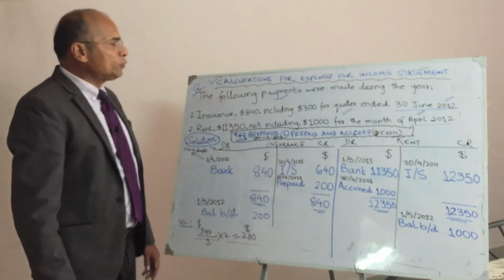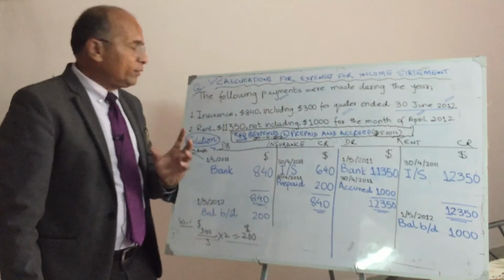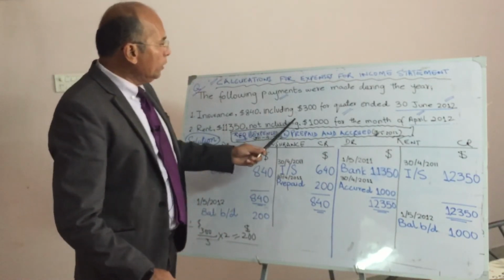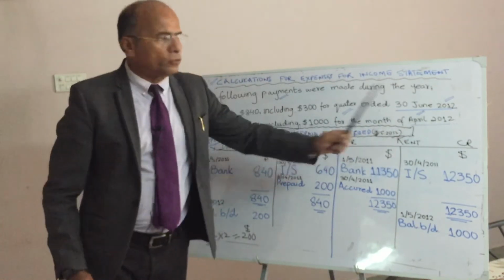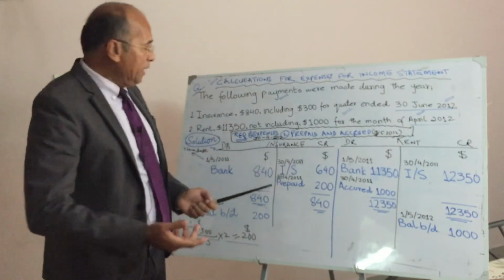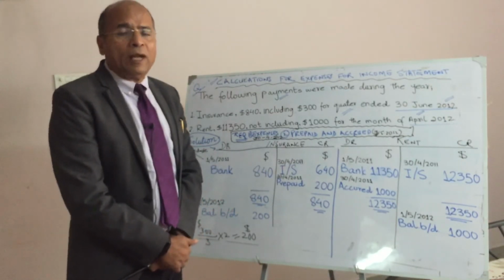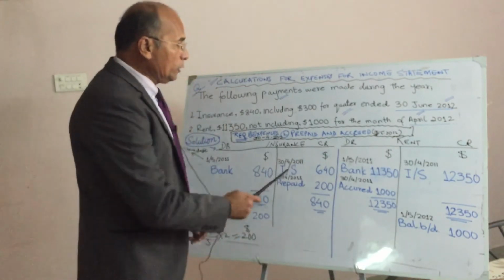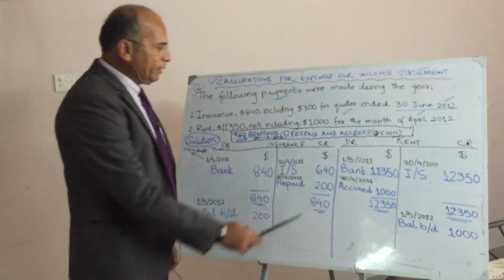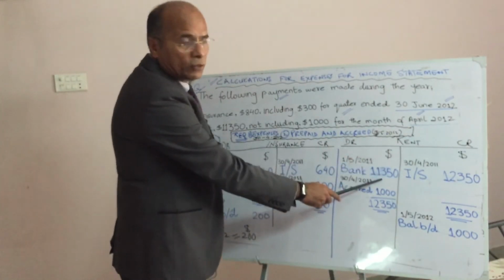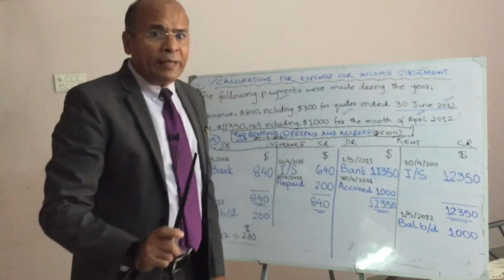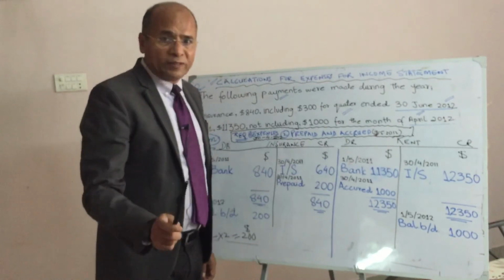The second account, which is called rent, what do I need to do for rent? Rent 11350, not including 1000 for the month of April 2012. What does it mean? It means I am supposed to make, similarly as I've made the insurance account, a rent account as well. So in the rent account 11350, I have written on the debit side. You can see the rent account is being debited 11350. The reason is bank. It does not mean that this payment is also an expense.